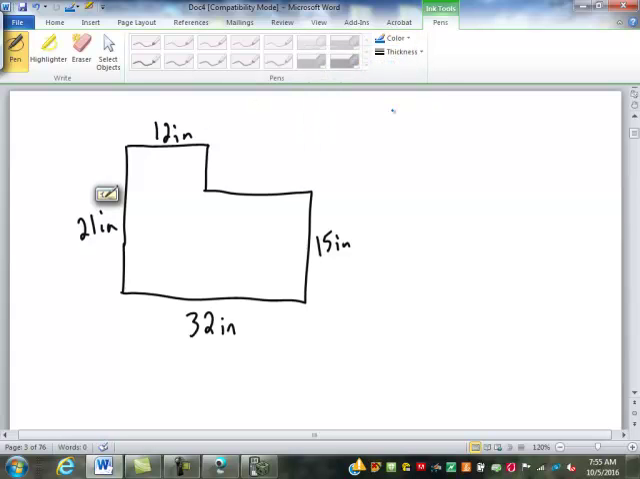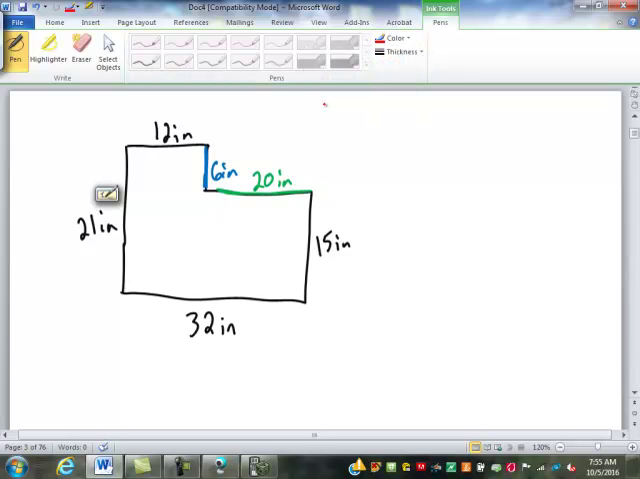First thing I need to do is find my missing lengths. What's this length going to be? 6 inches. Okay. Anybody have questions on how I got that 6 inches? Okay. How about this one? 20. Good. Any questions on where the 20 came from?